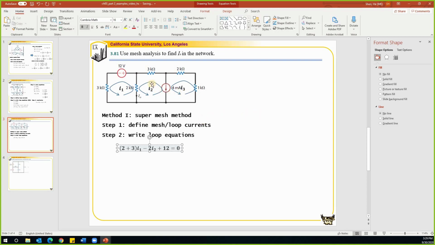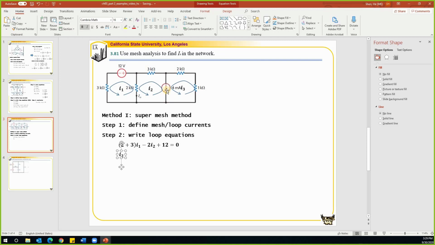Between the second mesh and the third mesh, you cannot write the KVL equation because you won't be able to know the voltage drop on this current source. That is why we cannot write an equation like that. Instead of the KVL equation, we will find a constraint between I2 and I3. The constraint is given by this current source.